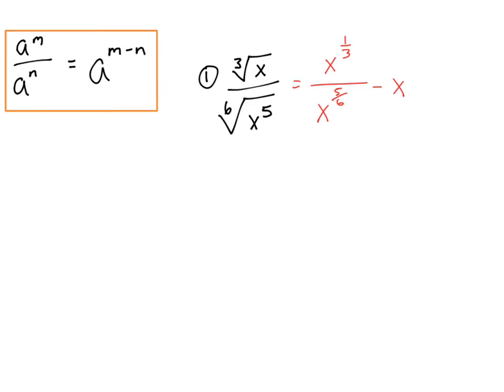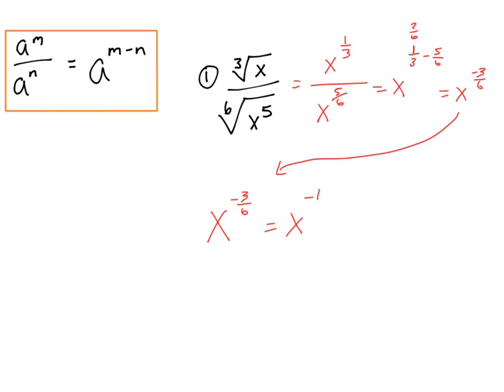So in reality, what we're looking at is x to the 1/3 minus 5/6. Well, 1/3 should probably be changed into 2/6. So 2/6 minus 5/6 means we're going to get x to the negative 3/6. So x to the negative 3 over 6 power is the same thing as x to the negative 1/2 power. We don't want negative exponents, so we're going to have 1 over x to the 1/2 power. We can then convert this back into radical form, so 1 over the square root of x.